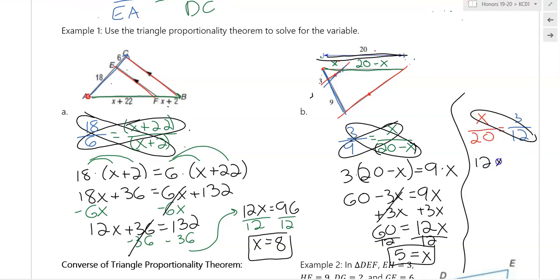We get 12x equals 60, and then x equals 5. Done. So depending on what you're given in your triangle, if it looks more like this or more like this, you might want to set it up differently. Should I actually use this triangle proportionality theorem, or should I separate the triangles?